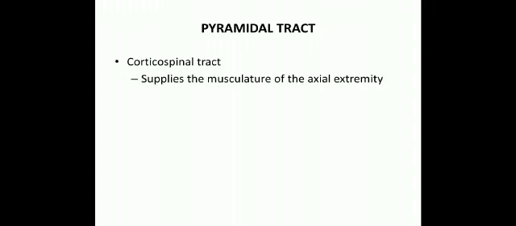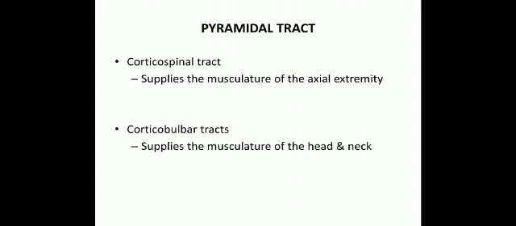Now we will discuss the pyramidal tract. The pyramidal tract is a descending tract extending from the cerebral cortex to various motor nuclei of the cranial and spinal nerves. It constitutes the upper motor neuron in the motor pathway from the cortex to the voluntary muscles. It includes the corticospinal tract that supplies the musculature of the axial extremity and the corticobulbar tracts that supply the musculature of the head and neck.